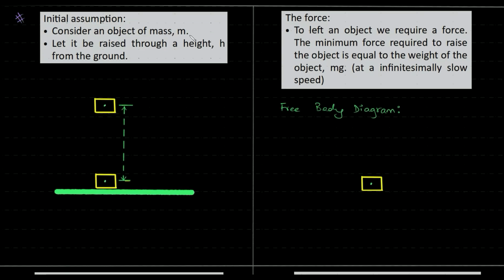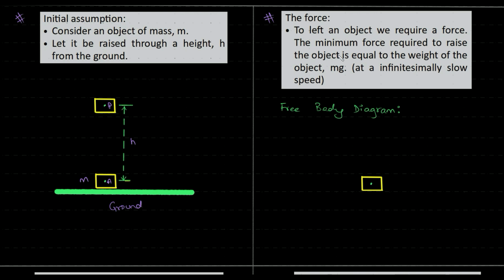Consider an object of mass m. Let it be raised through a height of h from the ground. So this is our ground. This is of mass m. It's moved from point A to point B. Okay, yes. And the difference between point A and B is h. So that's our initial condition.